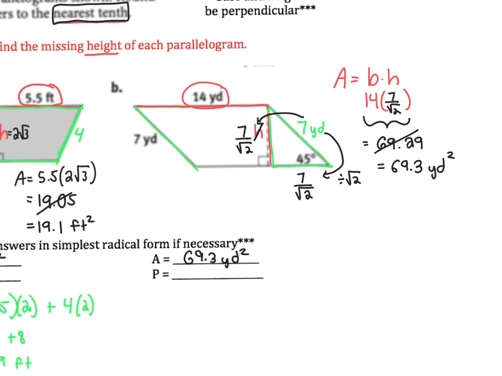And then finally, the perimeter. The perimeter, we're just going to be adding up all the sides. We have 14 along the top and 14 along the bottom, so 14 times 2. We have 7 along one side and 7 along the other side, so that's 7 times 2. That's 28 plus 14, giving us a perimeter of 32. And once again, our units are yards.